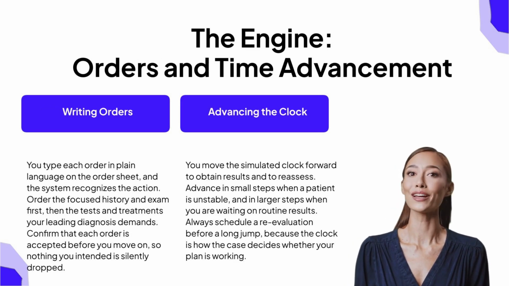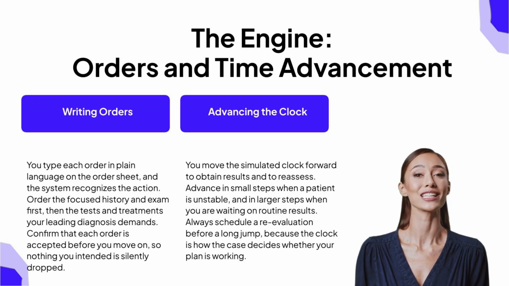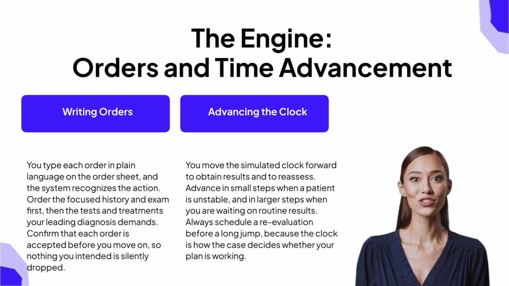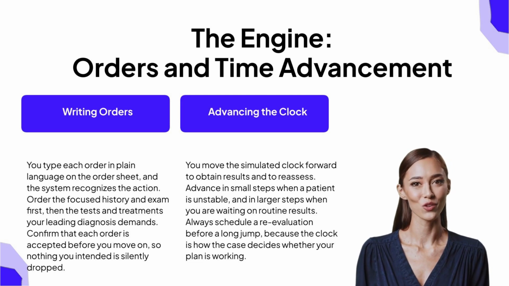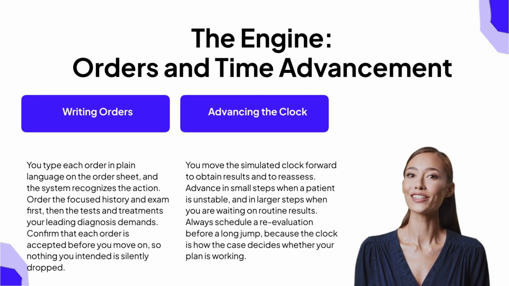Now the engine that drives every case, order writing and time advancement. To write an order, you type the action, such as a test or a medication, onto the order sheet, and the system recognizes it. Order your focused history and examination first, then the tests and treatments your leading diagnosis requires, and confirm each order is accepted so nothing is silently dropped.